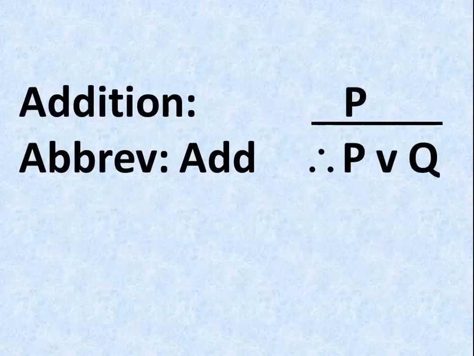Now we have one called addition. Okay, this one's a little bit intuitive, maybe not intuitive is the right word, maybe a little more abstract. It's a little more abstract because you have any statement you want, and then all of a sudden you can connect it with an or to any other statement you want. So think of it this way. Remember when we said for our truth table for P or Q, all that has to happen is one of them to be true in order for the statement to be true?